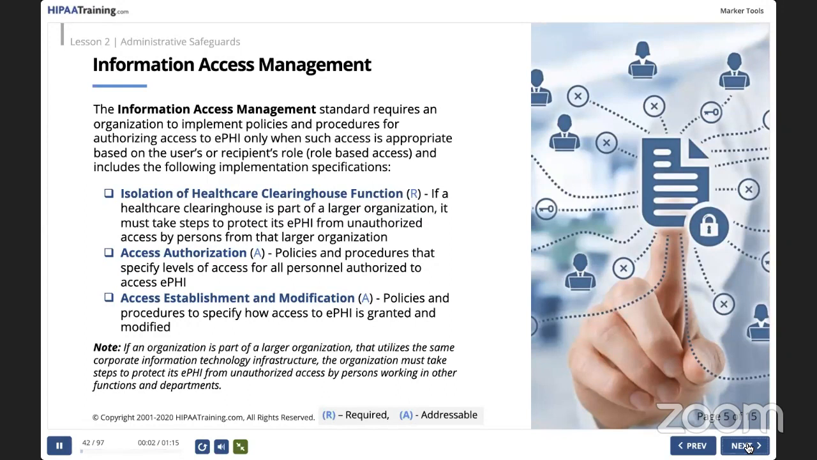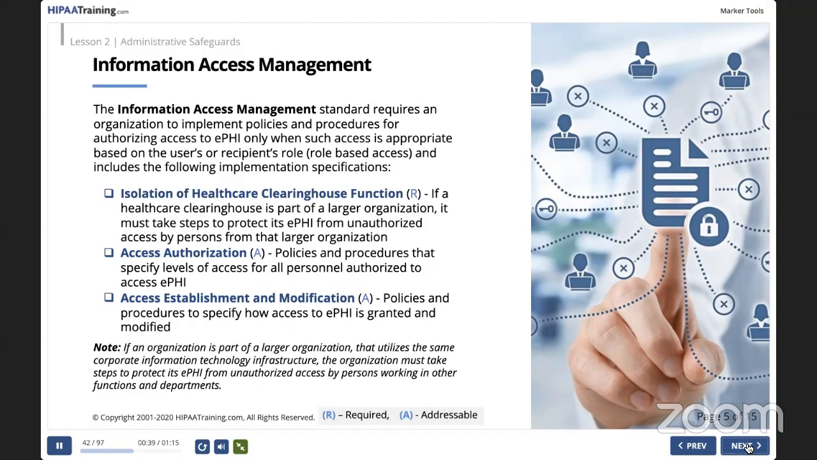Information access management. The Information Access Management Standard requires an organization to implement policies and procedures for authorizing access to EPHI only when such access is appropriate, based on the user's or recipient's role-based access, and includes the following implementation specifications: isolation of healthcare clearinghouse function. If a healthcare clearinghouse is part of a larger organization, it must take steps to protect its EPHI from unauthorized access by persons from that larger organization.